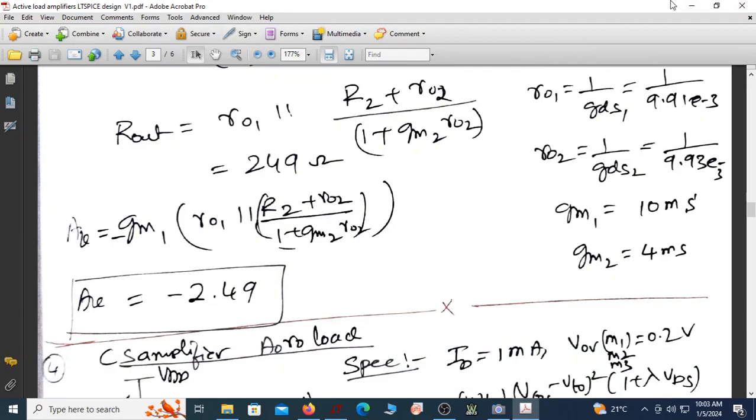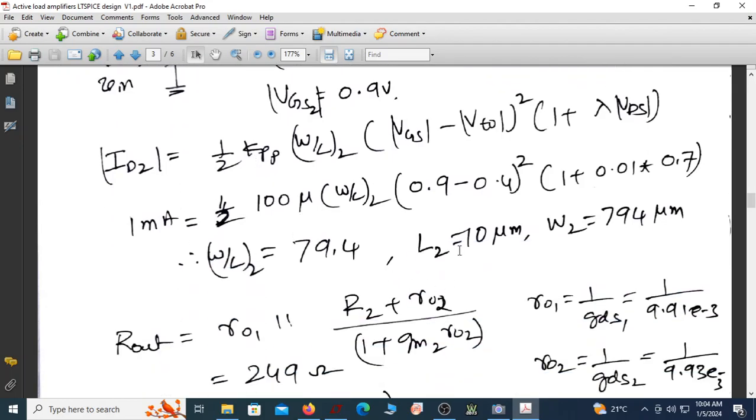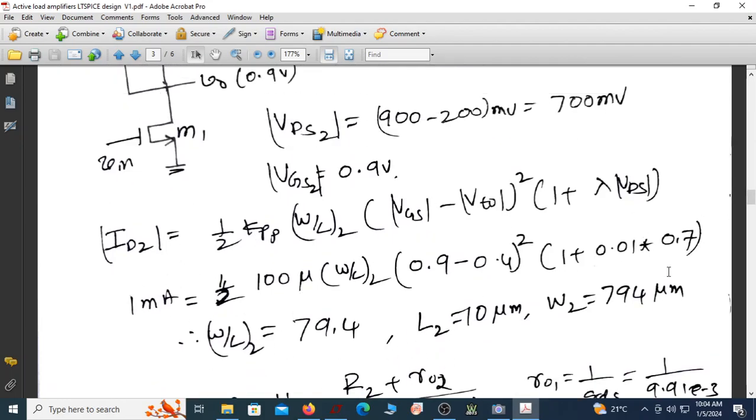So let us see this. The only thing here is that I should know what is the impact of connecting R2 here. Since I connected R2, that is going to have an impact on the VDS value. VGS still remains as 0.9.